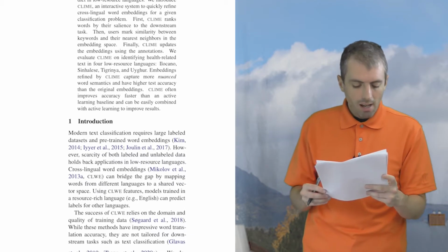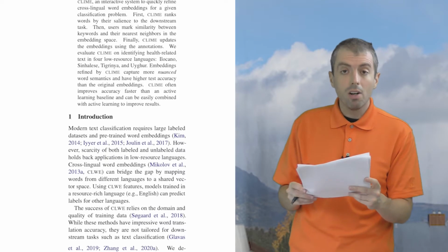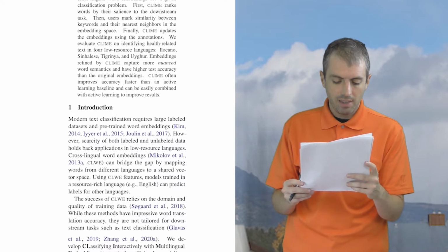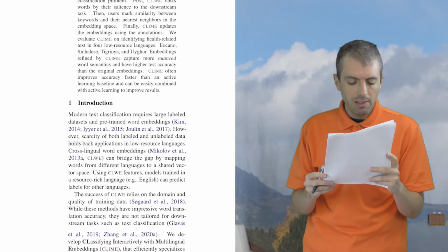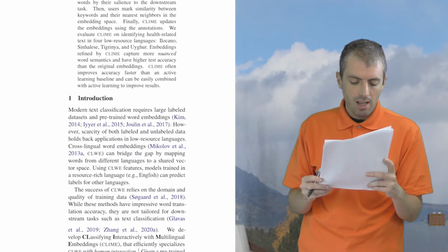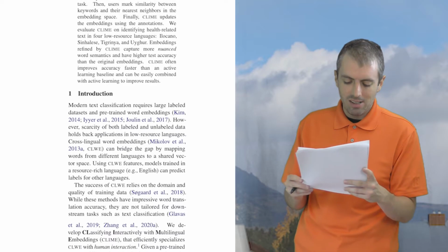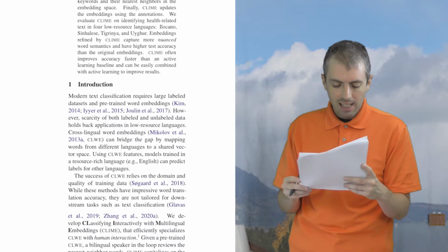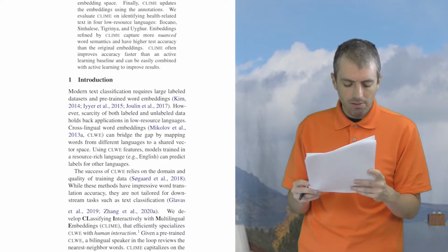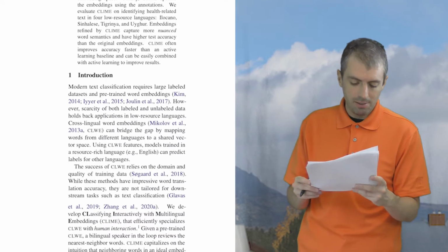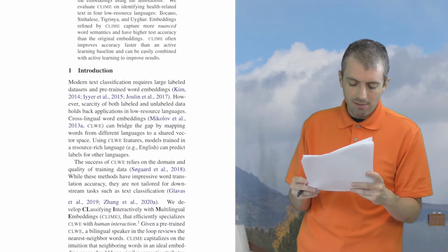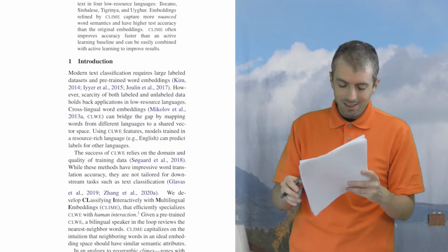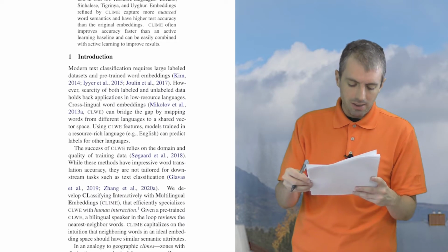Introduction. Modern text classification requires large labeled datasets and pre-trained word embeddings. However, scarcity of both labeled and unlabeled data holds back applications in low-resource languages. Cross-lingual word embeddings can bridge the gap by mapping words from different languages to a shared vector space. Using CLWE features, models trained in a high-resource language, like English, can predict labels for other languages.